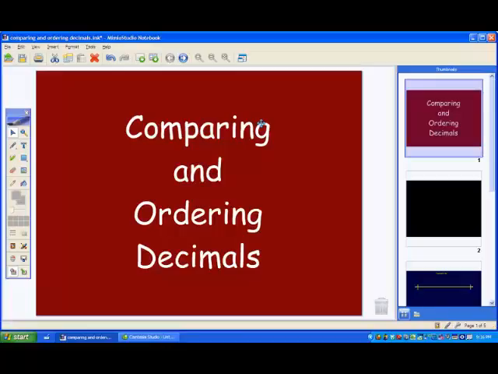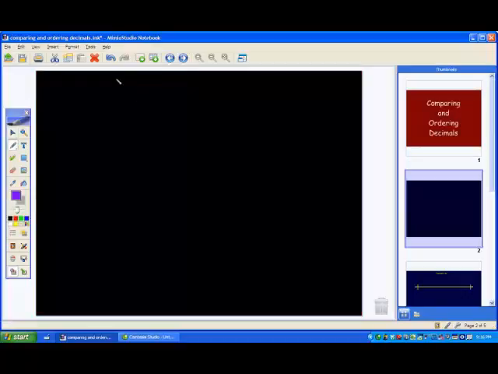We're going to be looking at how to compare and order decimals. It is the same steps that you will follow with decimals that you followed with whole numbers, except for now we have to look at the tenths, hundredths, and thousandths place. These are the steps for comparing decimals, just to look at greater than, less than, or equal.